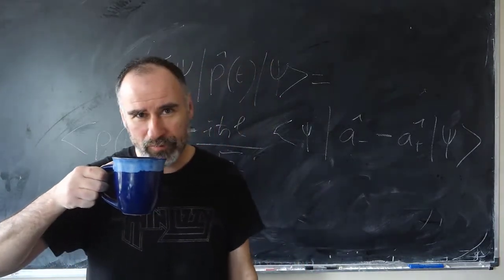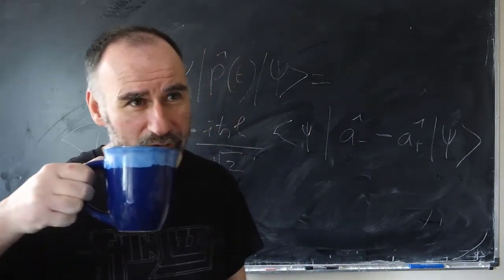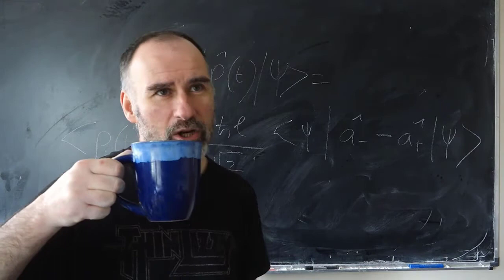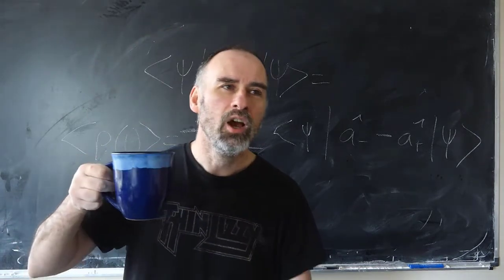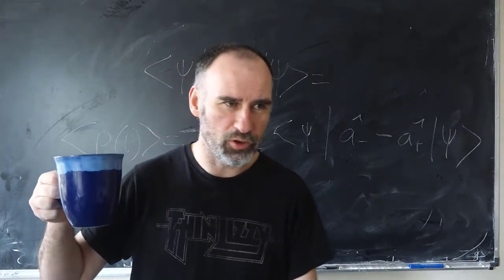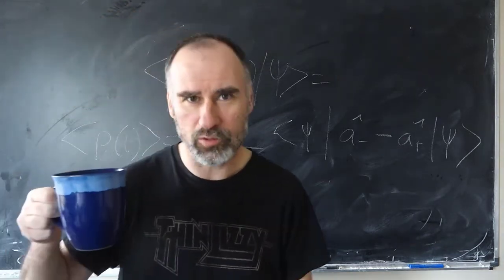So be careful with factors of root 2, 2, and they crop up time and time again, not least because we've only got two states in this case. We've got an equal superposition of the first two eigenstates, therefore our normalization factor is 1 over root 2.